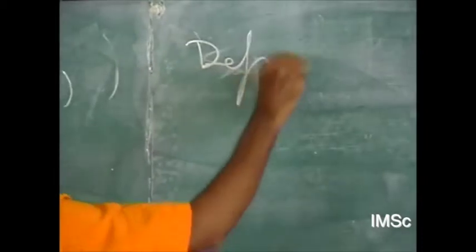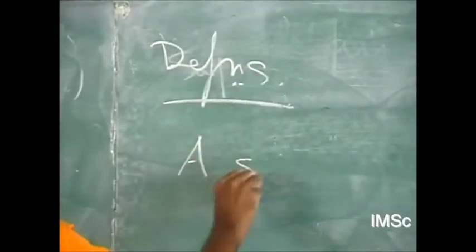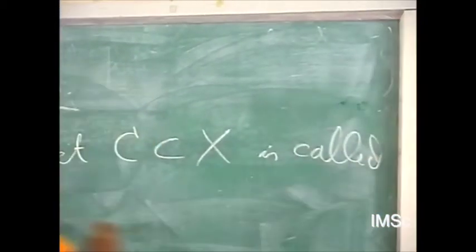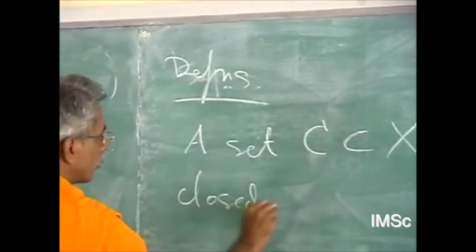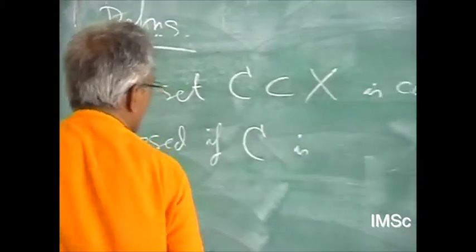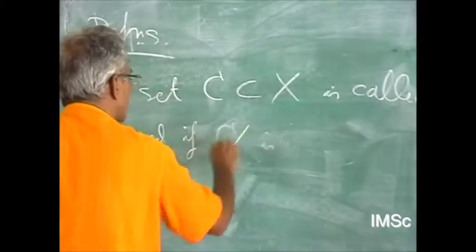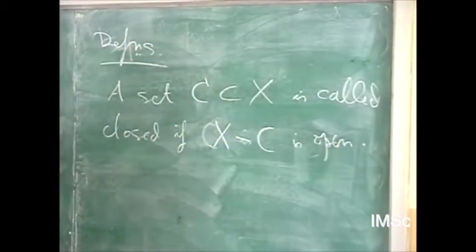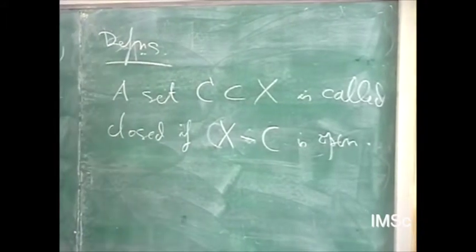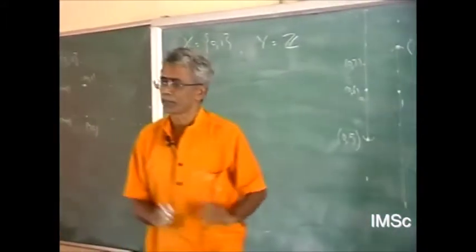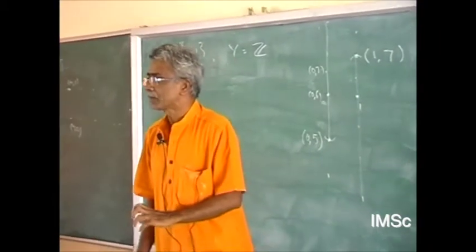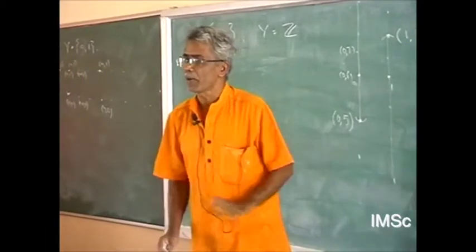So, definition. A set C in X is called closed if X minus C is open, that is, if the complement is open. That's it. So closed sets are simply complements of open sets. Another basic notion you study in metric space theory is that of limit points.